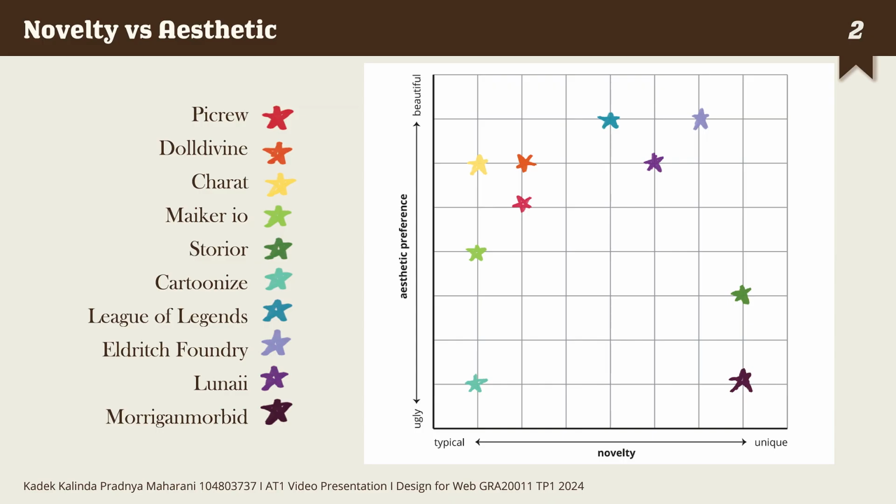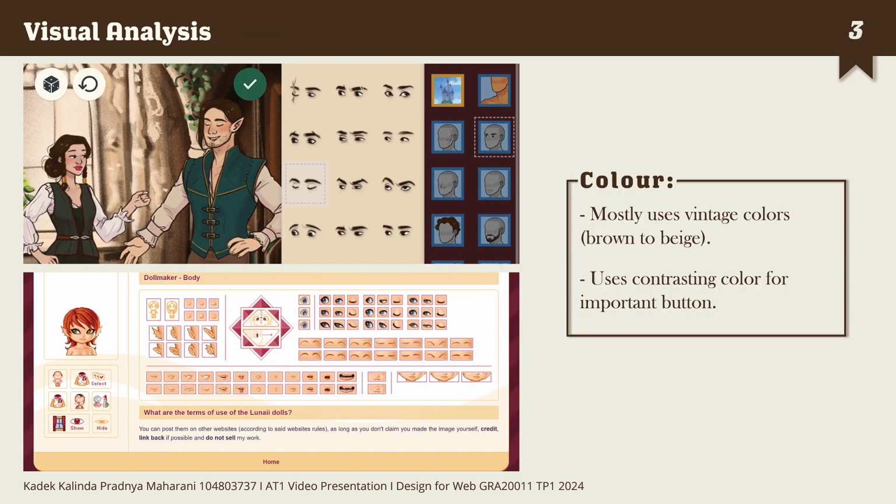When analyzing novelty versus aesthetic with 10 related websites, I found out the more novelty the website has, the less aesthetic it gets. Next, I analyzed those websites and identified what visual elements they have in common. What stood out the most is that they mostly use vintage colors, from brown to beige. They also use contrasting colors to make the important buttons stand out.